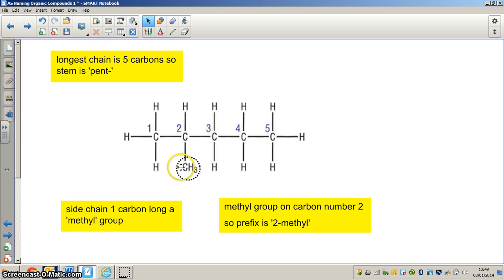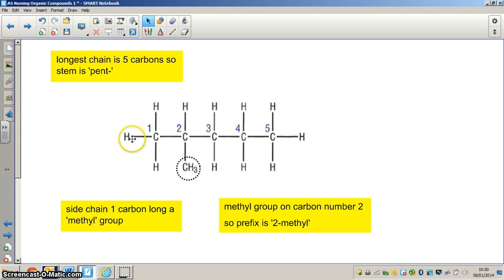but it's not good enough to just say it's a methyl group, because where is the methyl group? It could effectively be here on this carbon, or it could be on this carbon. So this is where the numbering becomes very, very important. In this case, the CH3 group is on carbon number 2. So the prefix becomes 2-methyl, because the methyl group is on carbon 2. If the methyl group was on carbon 3, in other words here rather than here, the prefix would be 3-methyl.